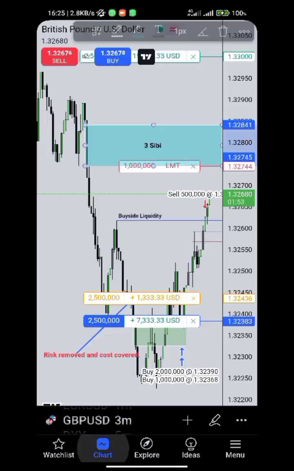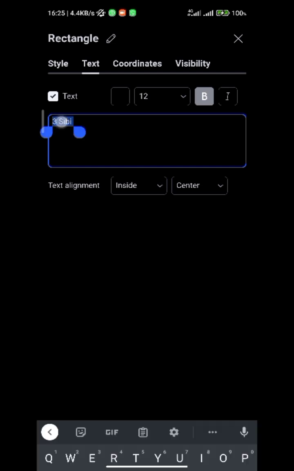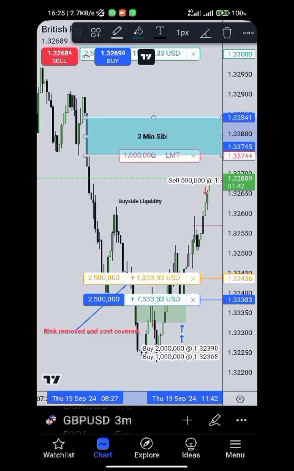Maybe black will be better. Okay. Sorry, I was wondering why it was looking small. Sorry, it should be minutes. 3-minute chart. So the low there is this.